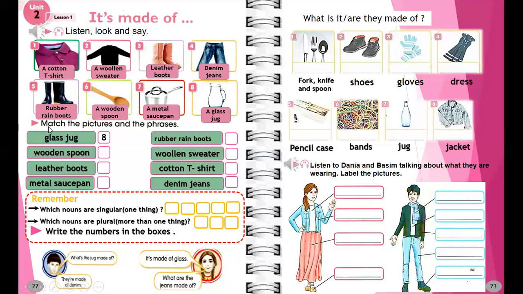Now, in the second activity, you say match the pictures and the phrases. طابق الصور بالعبارات الموجودة في هذه inside the boxes and write the numbers inside the squares. واكتب أرقام الصور داخل المربعات. So number here, first glass jug. Glass jug, it refers to picture 8. إذن هذه راح نطابقها مع الصورة رقم 8.